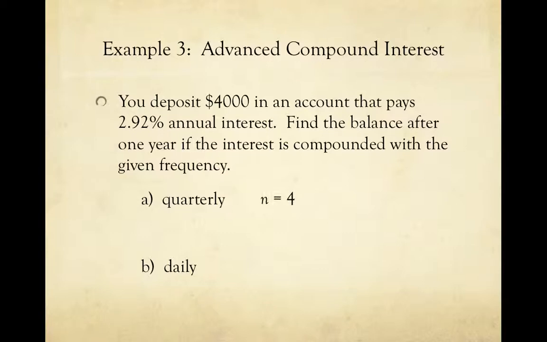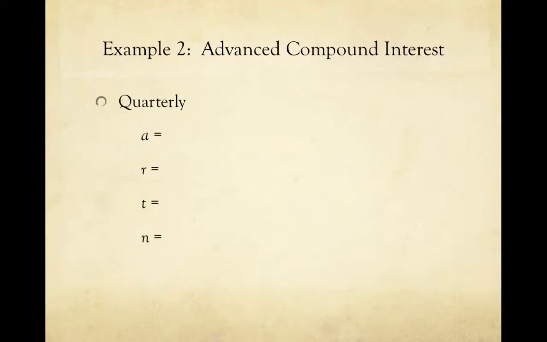So as we were just talking about, if I want to figure out quarterly, that means my n is going to equal 4. For daily, we usually use an n of 365, although sometimes banks and different institutions will use 360. But we're going to use 365 for daily. Okay, so let's work out quarterly first.